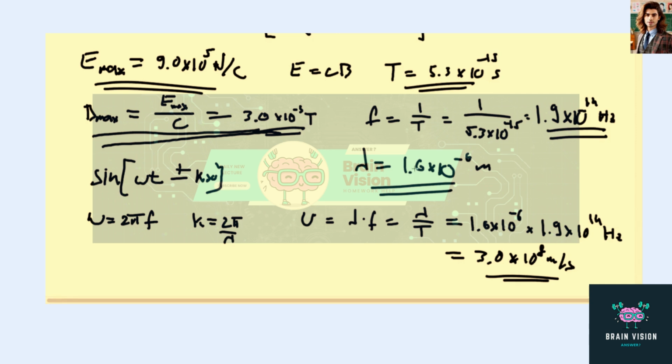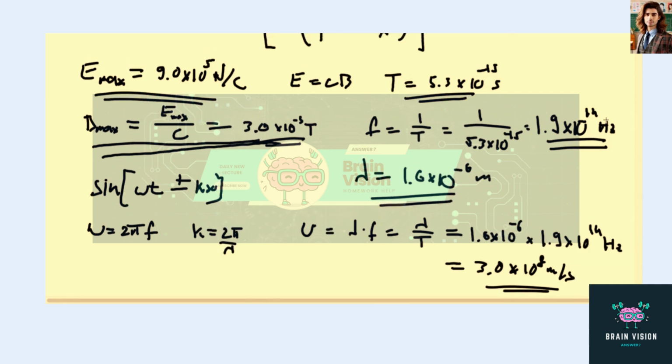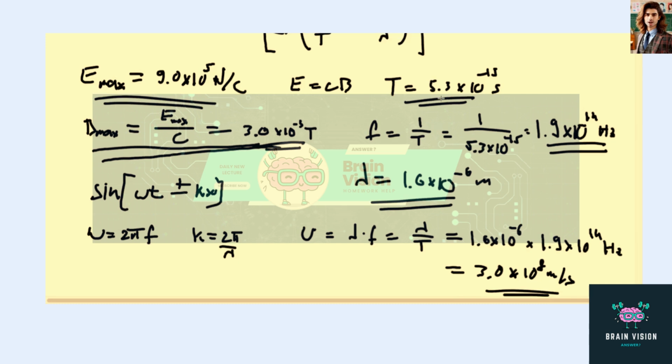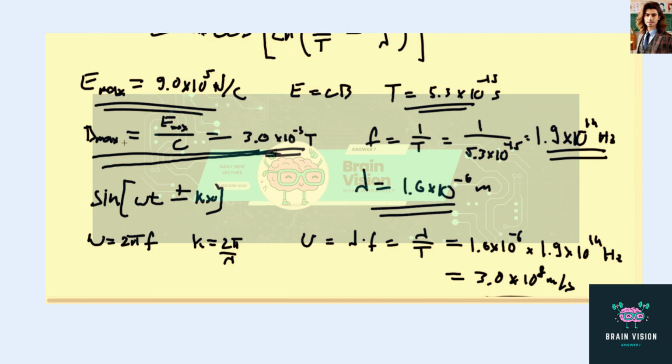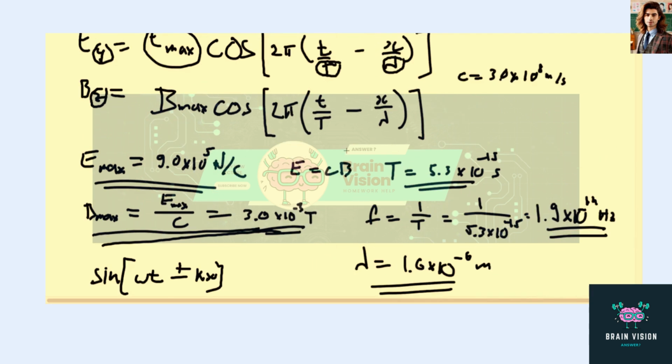It has a wavelength of 1.6 times 10 to the minus 6 meters, a frequency of 1.9 times 10 to the 14 hertz, period of 5.3 times 10 to the minus 15 seconds, magnetic field amplitude 3 times 10 to the minus 3 Tesla, and electric field amplitude 9 times 10 to the 5 newtons per coulomb.